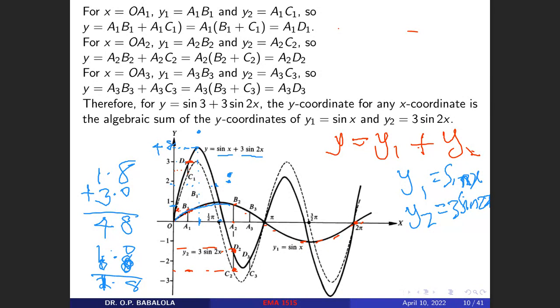Now, you pick another point. Let's say we have picked this point. Trace it to the first curve. It's here. Let's say that is 1.8. Trace it to your second function. It is here, and this is, let's say, -3. Okay? Then you do this. This will be 1.8 minus 3, whatever value that is, will be here.